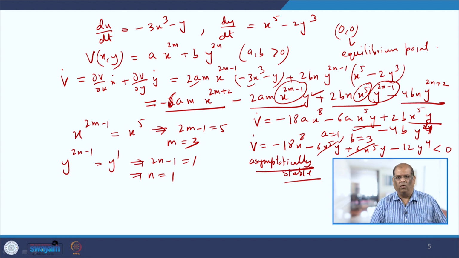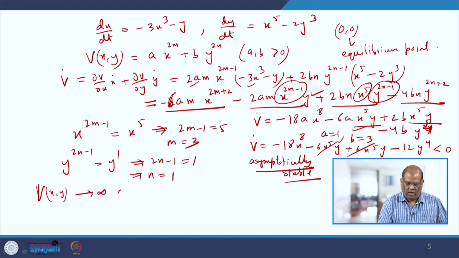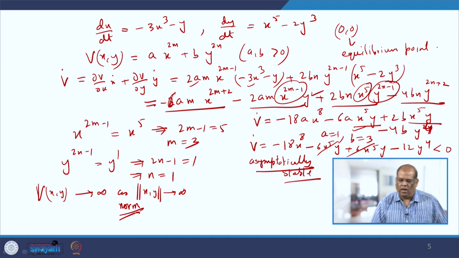If you want to check the global stability, you have to show that the system is radially unbounded. What does that mean? It says that your V(x,y) must tend to infinity as the norm of (x,y) tends to infinity. By norm you mean the distance, and here it is the distance of (x,y) from the origin, from the equilibrium point.